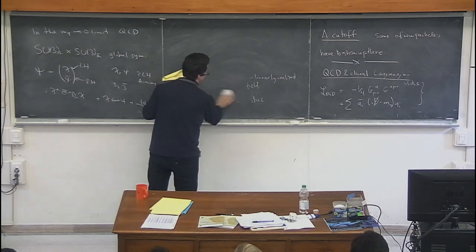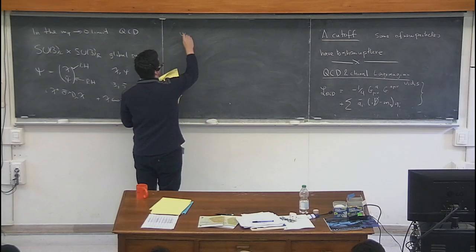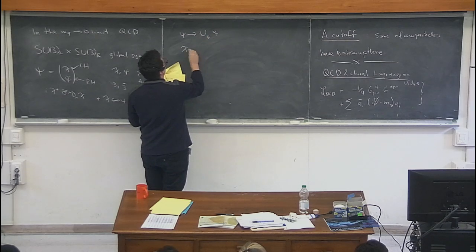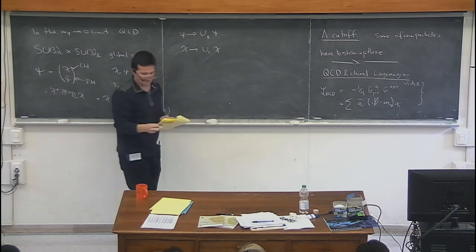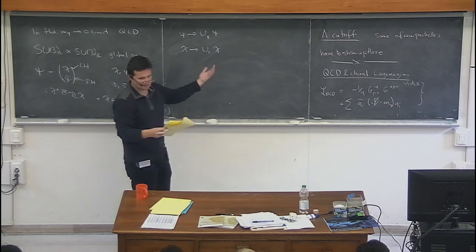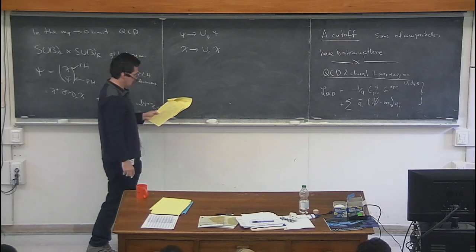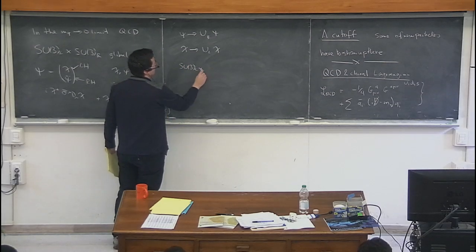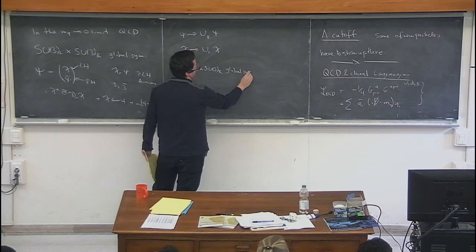And I assume everybody knows that. So you have psi goes to U_R psi, and chi goes to U_L chi. These are 2 separate 3x3 unitary matrices in flavor space, and you can do these rotations and they leave the Lagrangian invariant. Very good. So we have this SU(3)_L × SU(3)_R global symmetry of QCD.